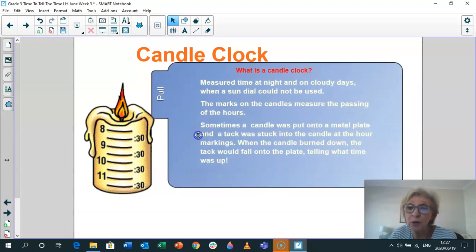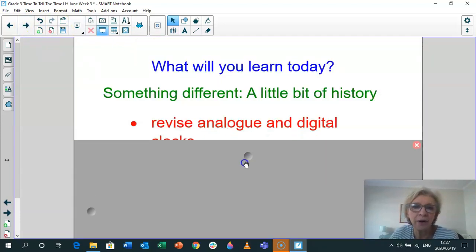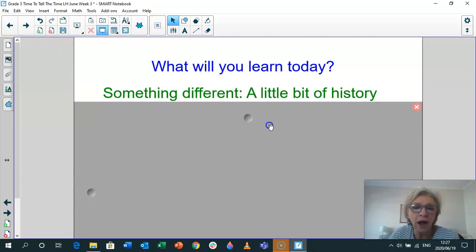Sometimes a candle was put onto a metal plate and a tack, or like a little nail, was stuck into the candle at the hour markings. And when the candle burnt down, the tack would fall onto the plate, telling what time was up. Also very clever. All right, so that's just a couple of things. Right, what will you learn today? Something different, a little bit of history, obviously.